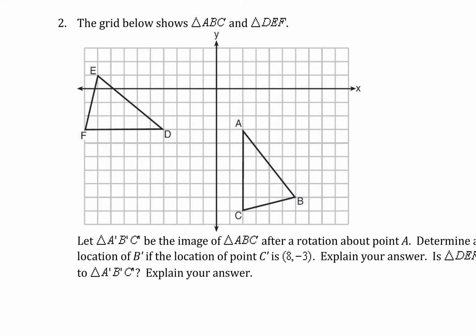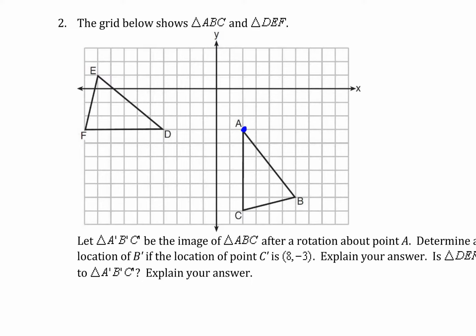So it says that we have this triangle ABC, and it says let A prime, B prime, C prime be the image of ABC after rotation about point A. Determine and state the location of point B prime. The location of C prime is 8, -3. Explain your answer, and then determine if triangle DEF is congruent to this new triangle. Now, this was kind of an interesting question because we're rotating around a different point.